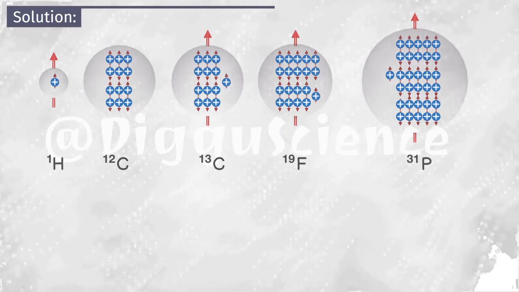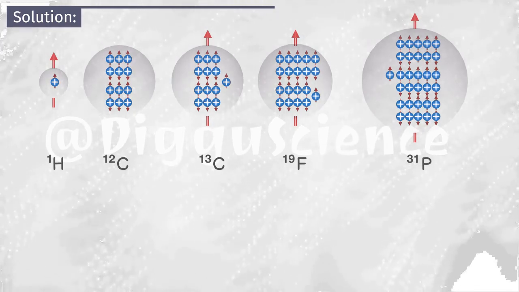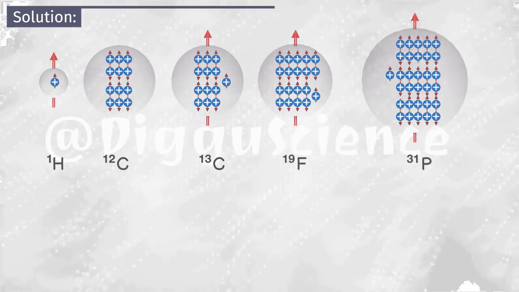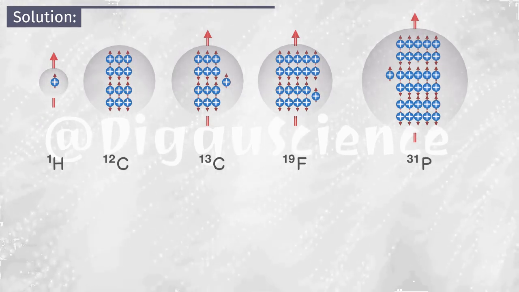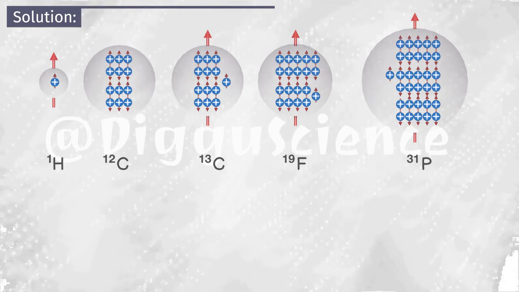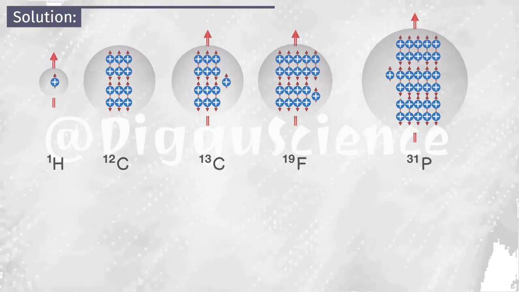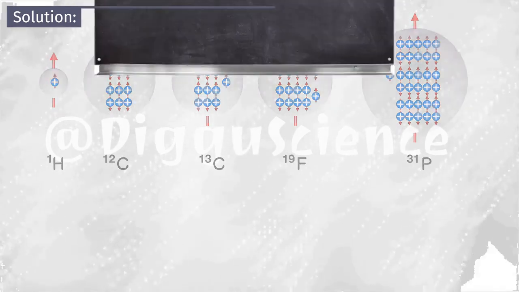So, the protons in the nucleus of a carbon-12 atom will have a resultant intrinsic magnetic field of 0. Atoms like this will not give a signal when used as NMR samples. The answer is B.